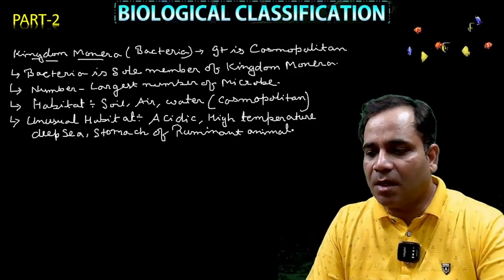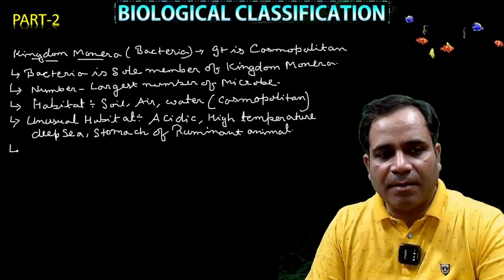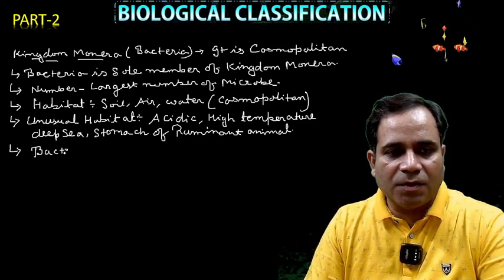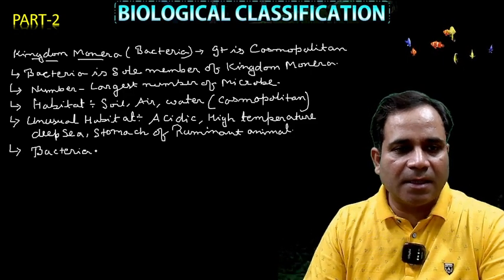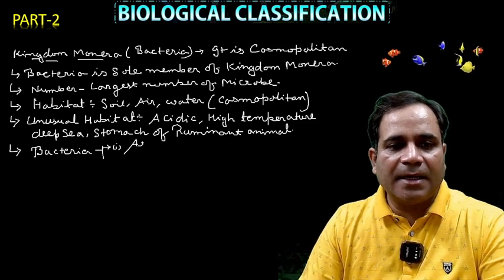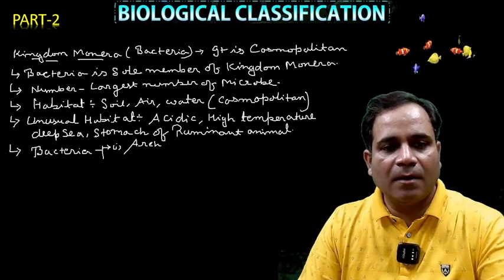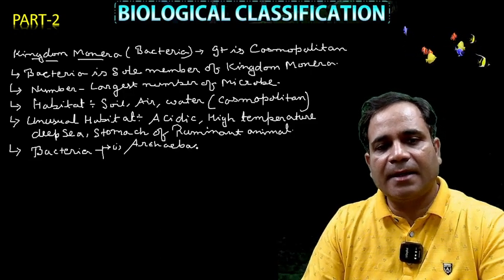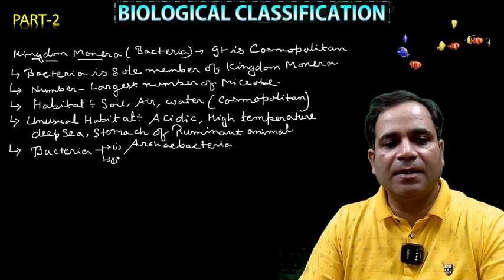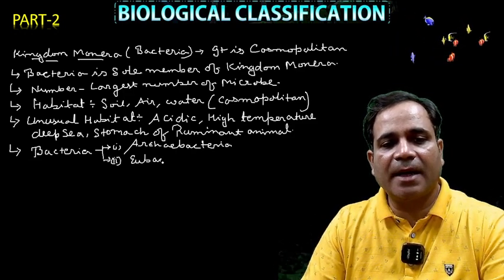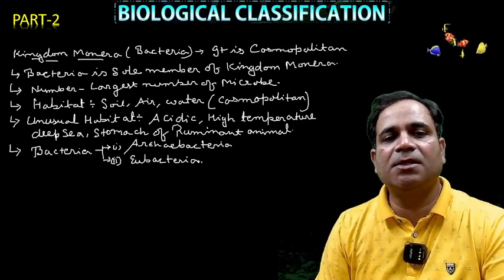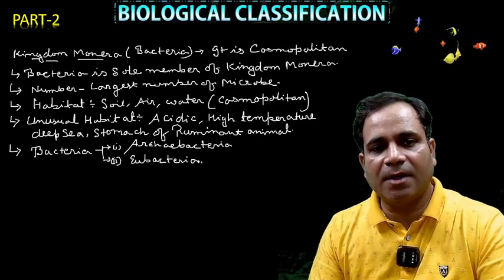Okay, so now see, I'm saying here about bacteria. Here we further classify bacteria into two parts. In the previous part, I also told you that bacteria are further classified into two parts. That is archaebacteria, one is archaebacteria, and the second one is eubacteria. Clear? So here the bacteria are further classified into how many parts? Two. One is archae, the second one is eubacteria.